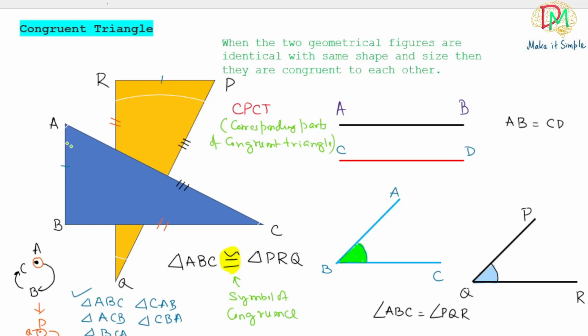Since sides and angles are part of a triangle, when triangles ABC and PRQ are congruent to each other, then their corresponding sides are equal, and corresponding angles are also equal, from this CPCT concept. So you can write as AB.